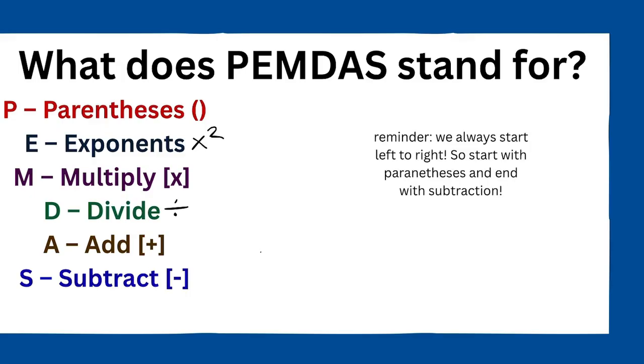Now, please remember, we always start left to right. So we're going to start with that P, which is on our left, and we're going to end on the right, which is S. So when doing an equation, you're going to start with the parentheses, then do the exponent second, the multiplication third, division fourth, addition fifth, and subtraction sixth, left to right. I have written it at the top, if that can help, and on the side as a reference and key. So we always start with parentheses and we end with subtraction. Another way to remember this, instead of PEMDAS, you could say, "Please excuse my dear Aunt Sally."